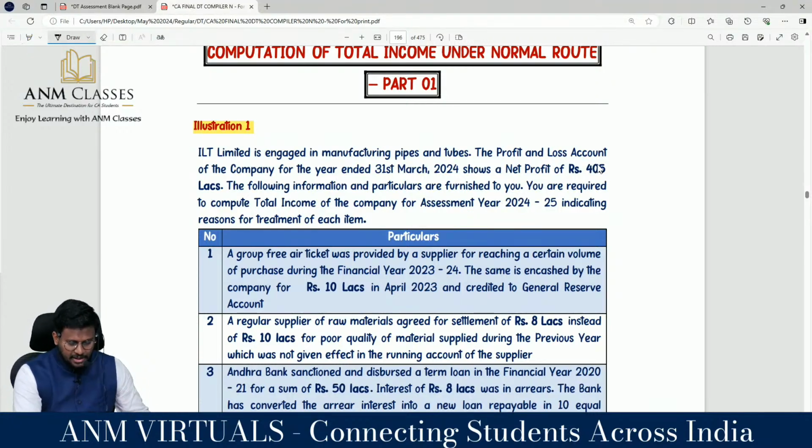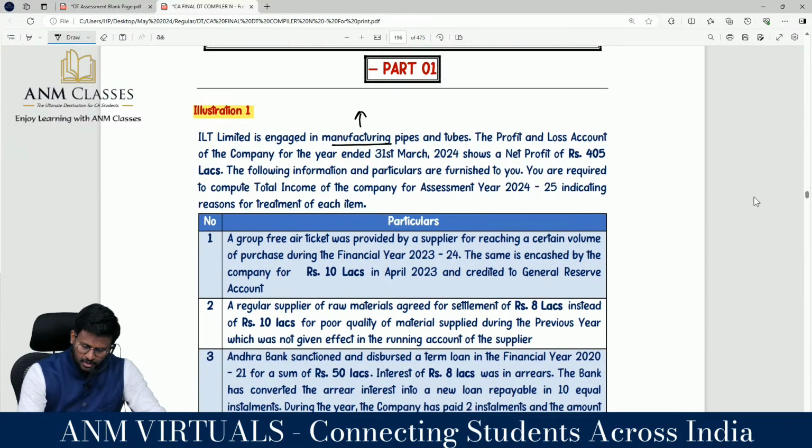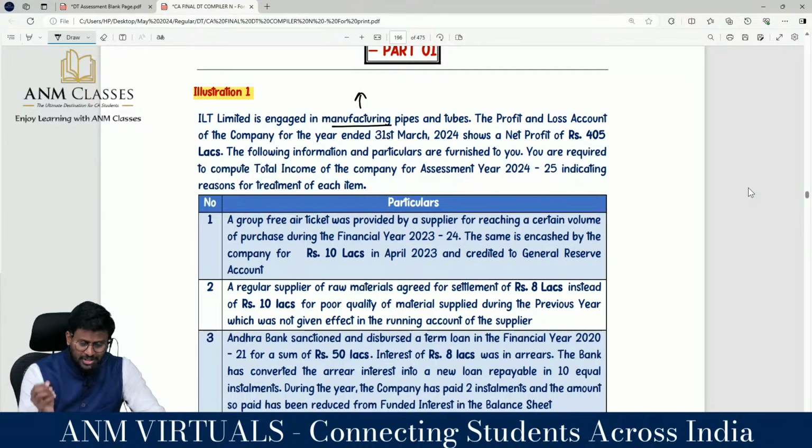ILT Limited is engaged in manufacturing. If you are engaged in manufacturing, you are entitled to additional depreciation. In order to enjoy additional depreciation, the assessee should be engaged in the production or manufacture of any article or thing, or generation or distribution of power. This is explained in section 32(1)(iia). The P&L account of the company for the year ended 31st March 2024 shows a net profit of 405 lakhs. So the net profit as per P&L account is 405 lakh.